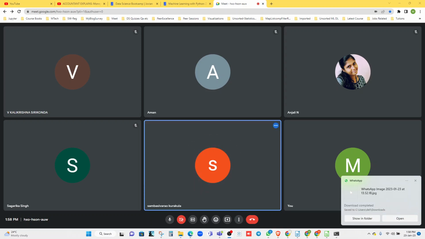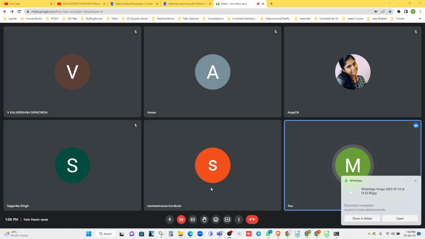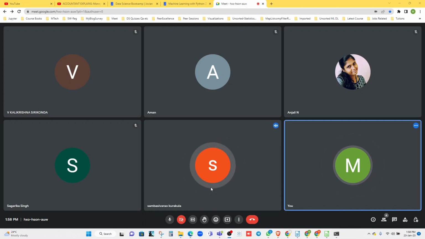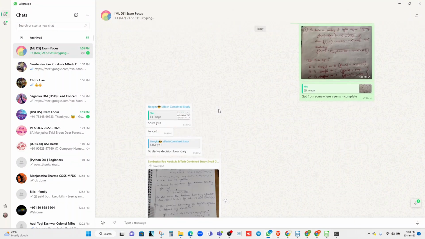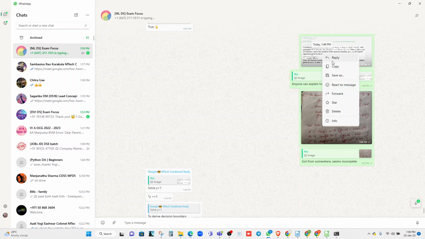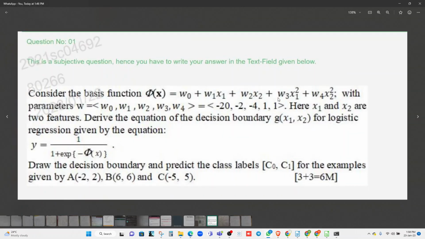Okay, let me see. So that's the circle question, right? You're asking about that decision tree? No? So Sagarika wants to know about that. It's not a decision tree, it's logistic regression, right? Wasn't it the decision tree that I posted? That question is logistic regression. Anyway, let me share the solution. Derive the equation of the decision boundary for logistic regression. No, not decision tree, decision boundary. Yeah, that is the decision boundary.